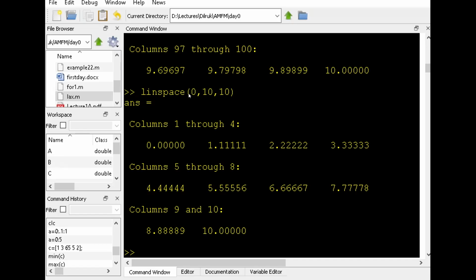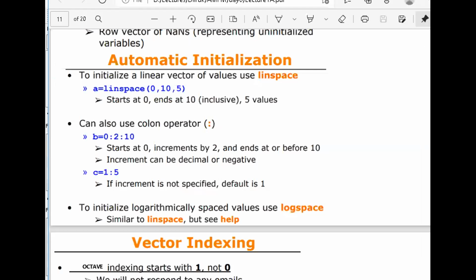So this is the initial starting point, this is the end point, and this is the number of points you have to include in between 0 and 10. Not the increment values.